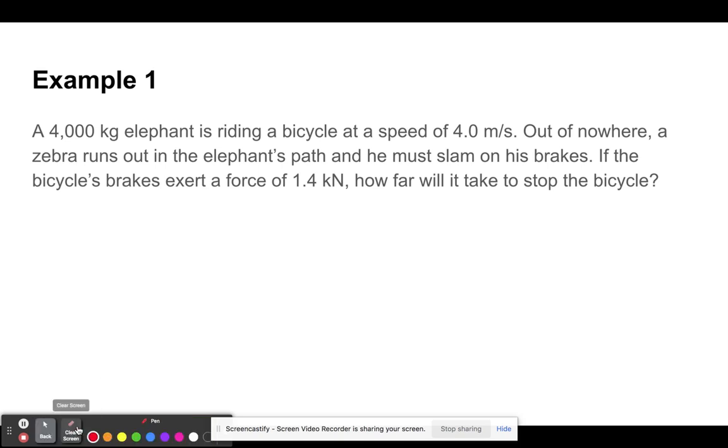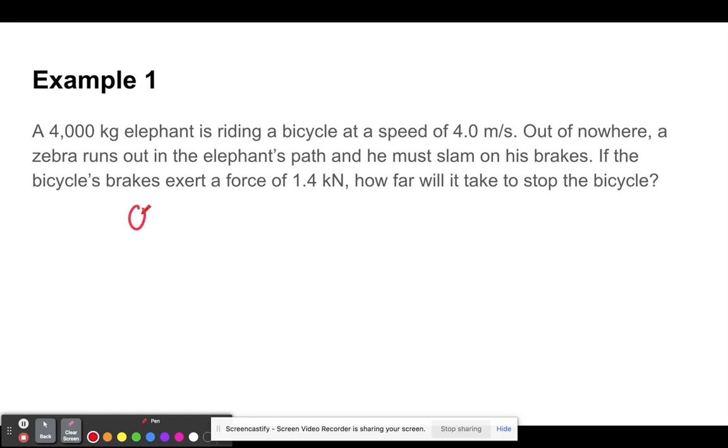Example number 1, we've got a 4,000 kilogram elephant. It's riding a bicycle with a speed of 4 meters per second. Super realistic. Out of nowhere, a zebra runs in the elephant's path and he must slam on his brakes. If the bike brakes exert a force of 1.4 kilonewtons, how far is it going to take the elephant to stop its bike?